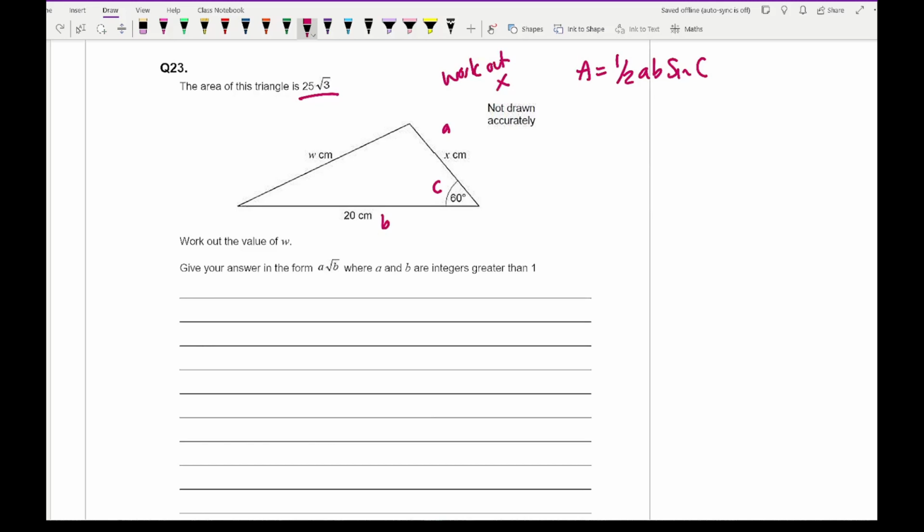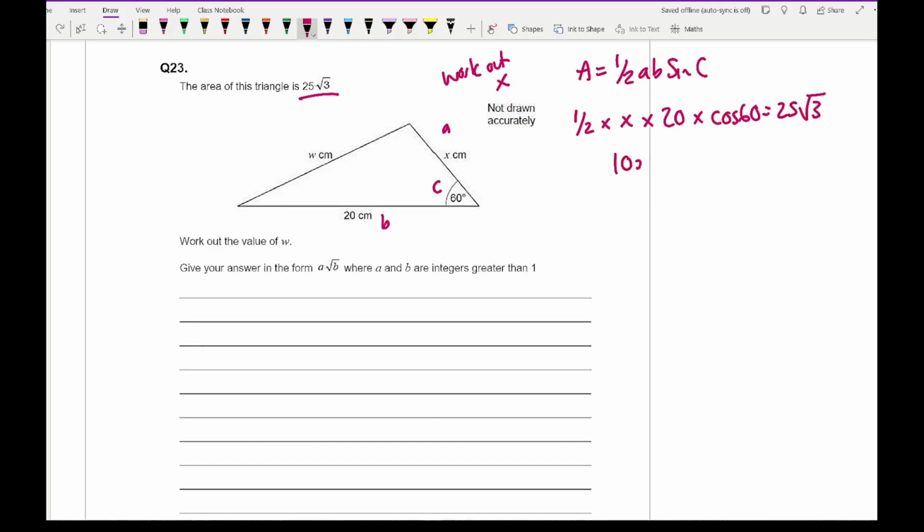Now from this, what I know is that a half times X times 20 times cos 60 equals 25 root 3. Now if I neaten all of this, what I end up with is 20 times a half is 10.